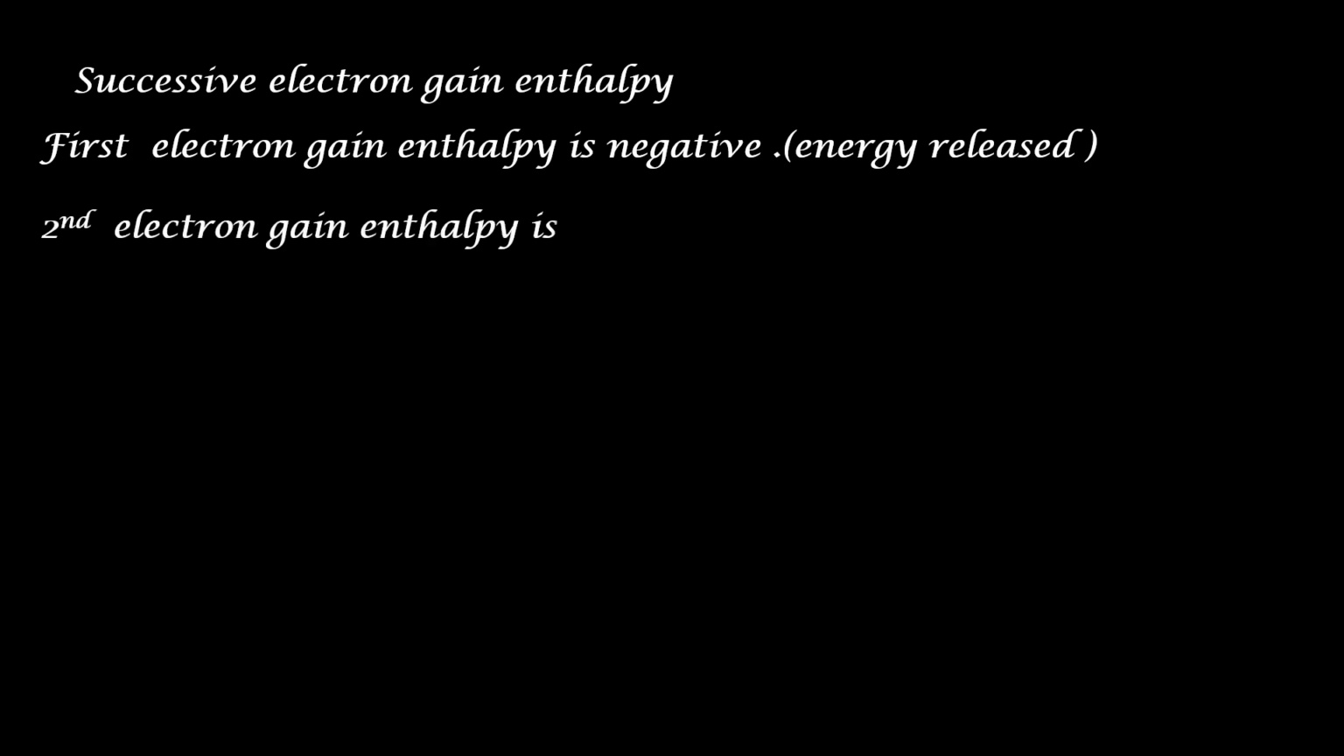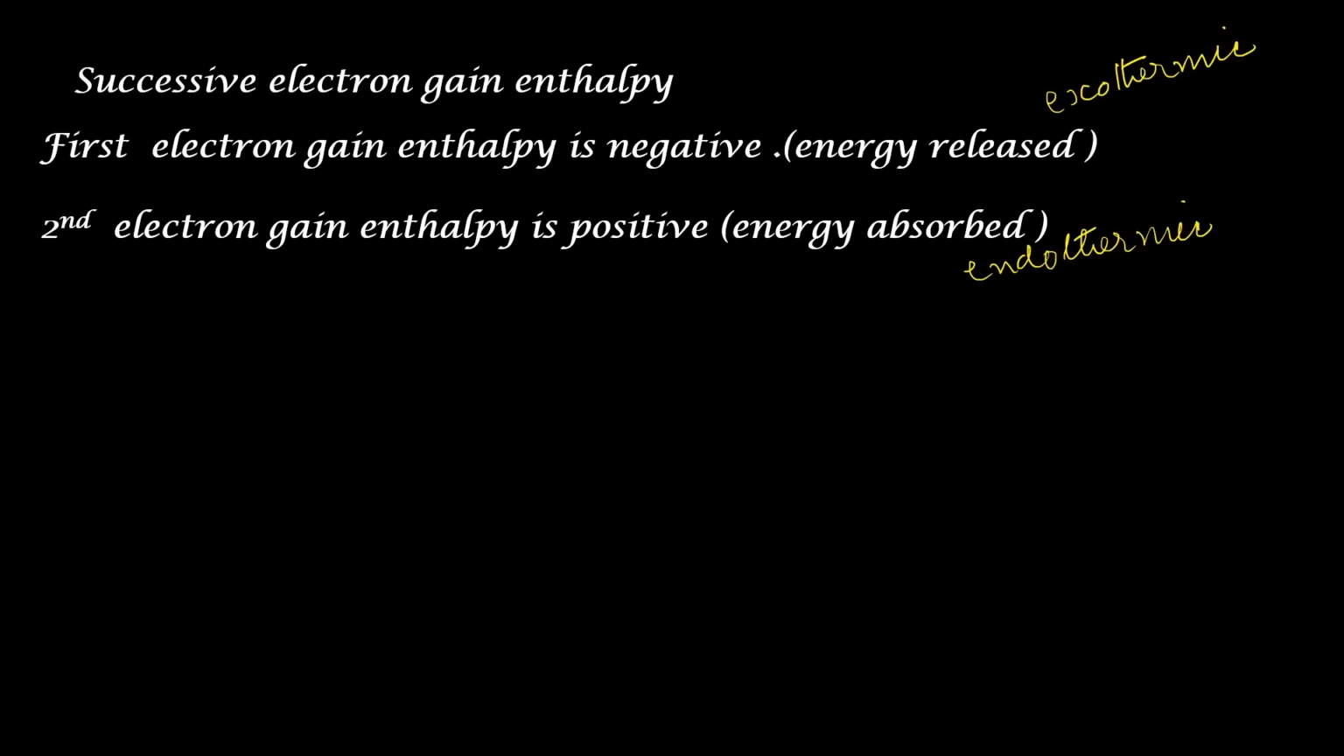Successive electron gain enthalpy, that is, electron gain enthalpy for adding electrons one by one. First electron gain enthalpy, second electron gain enthalpy, and so on. First electron gain enthalpy is always negative. Energy is released. It is an exothermic process. The second electron gain enthalpy is a positive value because energy has to be supplied. It is an endothermic process.